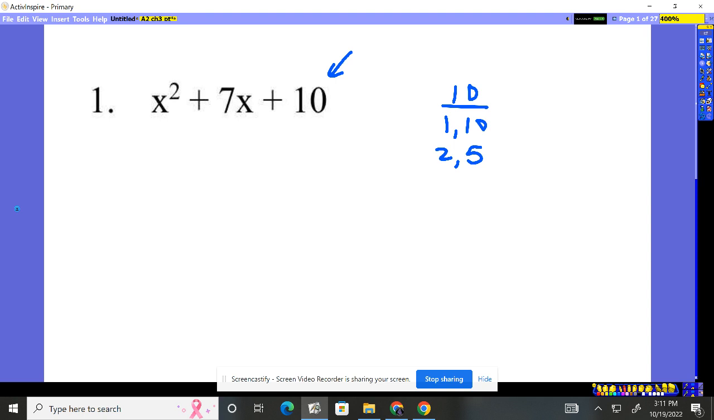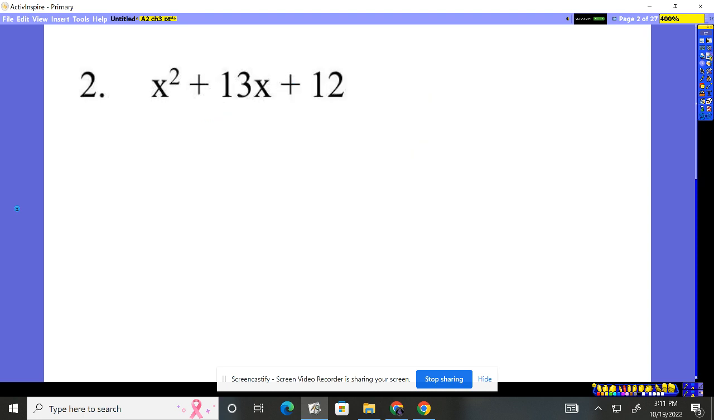Now, what would combine together to give us the middle of 7? That's the 2 and the 5. That tells me this has to be an x plus 2 times an x plus 5. Right? So that's simple. Now I knew that it was a plus 2 and plus 5 because this was a positive 10 and that was positive. Everybody was positive, so I had to be dealing with just positives.